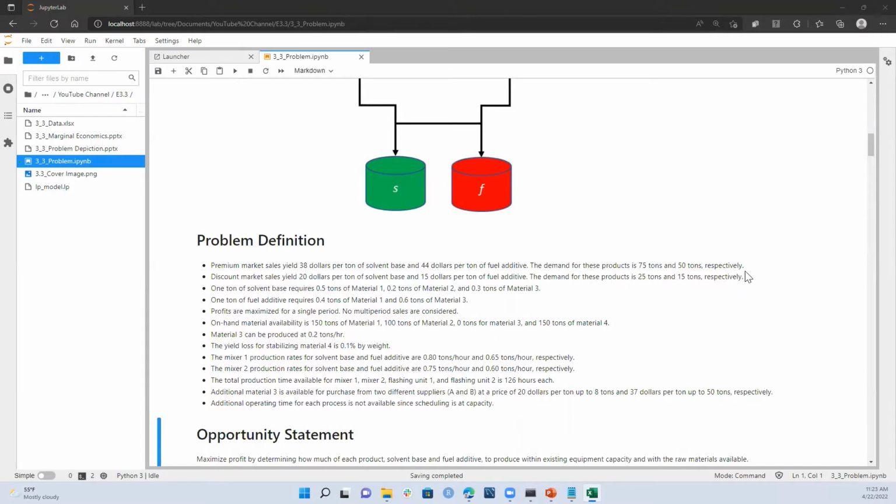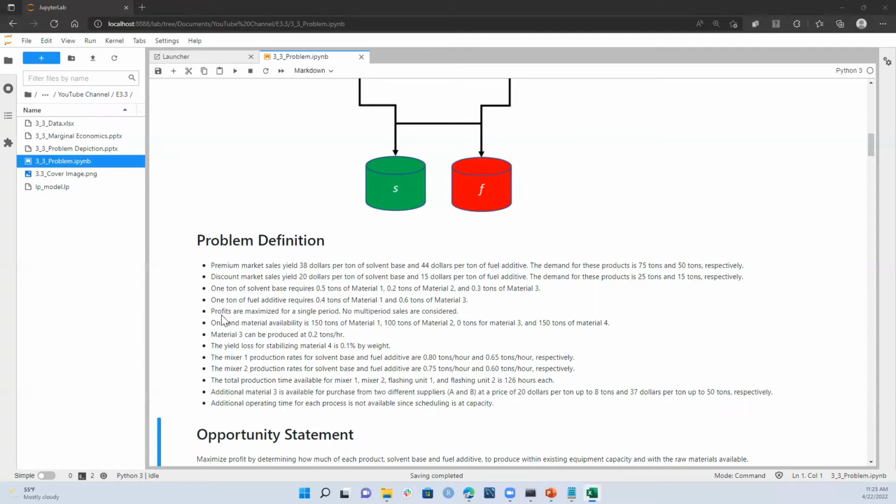This is where we start to actually see the first introduction of the concept around marginal economics. We have two different markets offering two different prices for these products and at varying demand levels. We know that 1 ton of solvent base requires 0.5 tons of material 1, 0.2 tons of material 2, and 0.3 tons of material 3. We know that 1 ton of fuel additive requires 0.4 tons of material 1 and 0.6 tons of material 3.